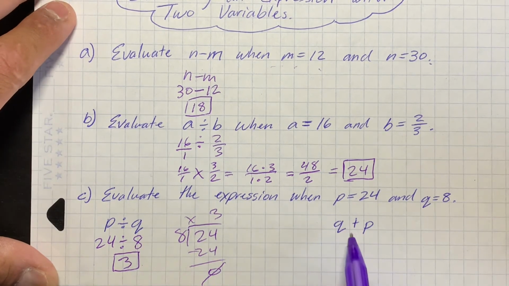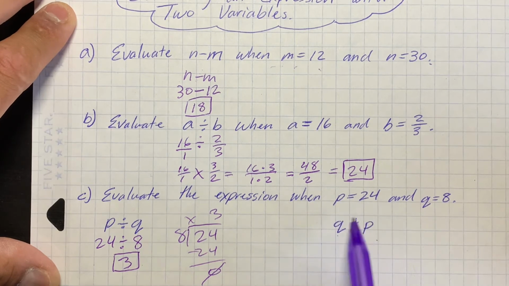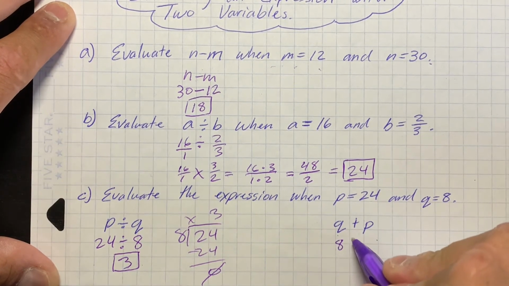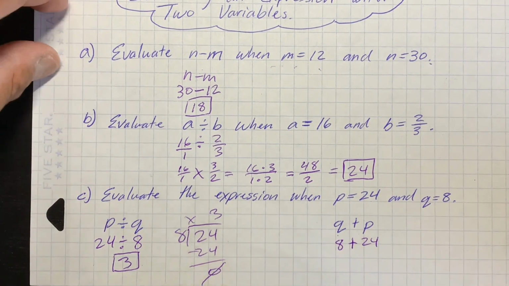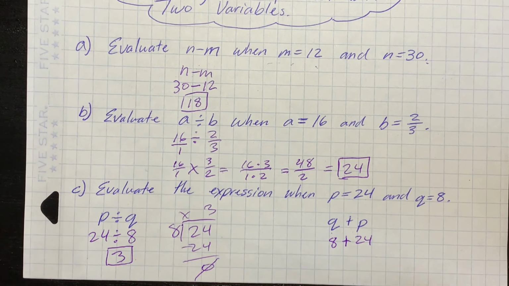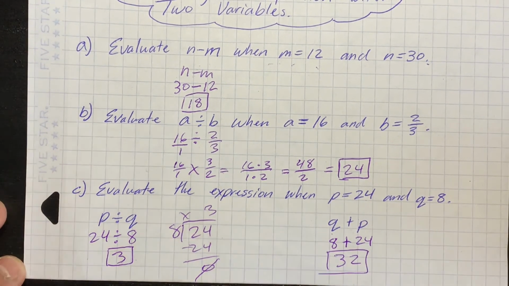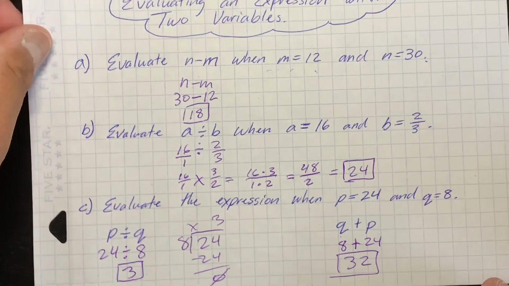And for the next expression, you have Q plus P. Again, P equals 24 and Q equals 8. So Q equals 8, substitute, and P equals 24. All right. So 24 plus 8 is all you're going to do. Now 24 plus 8 is going to be 32. The sum equals 32. I say sum because we added. All right. Well, there you go.